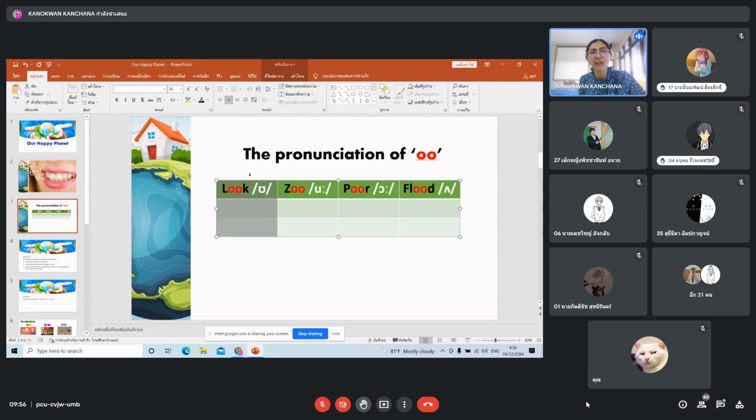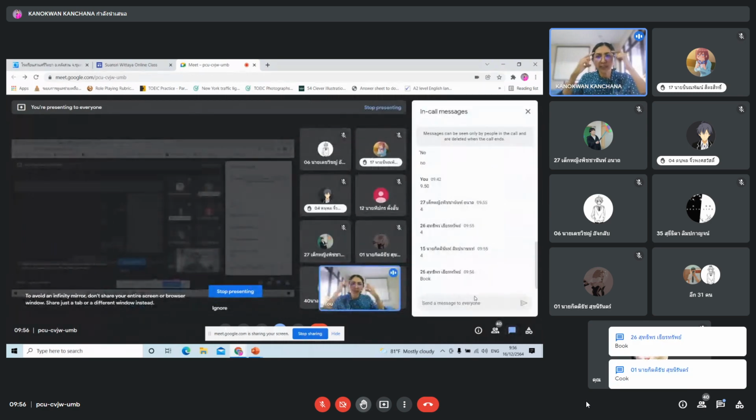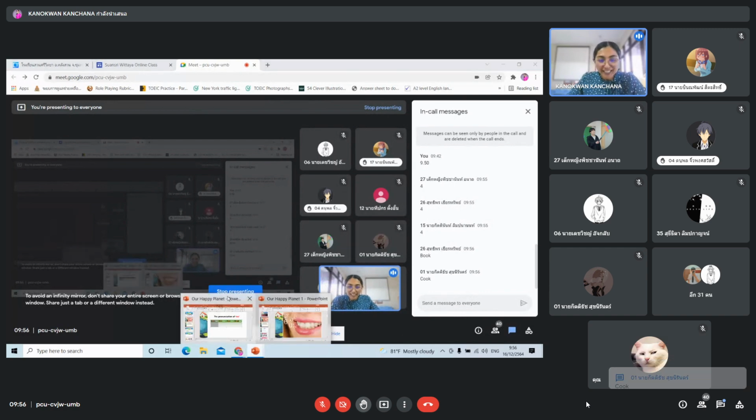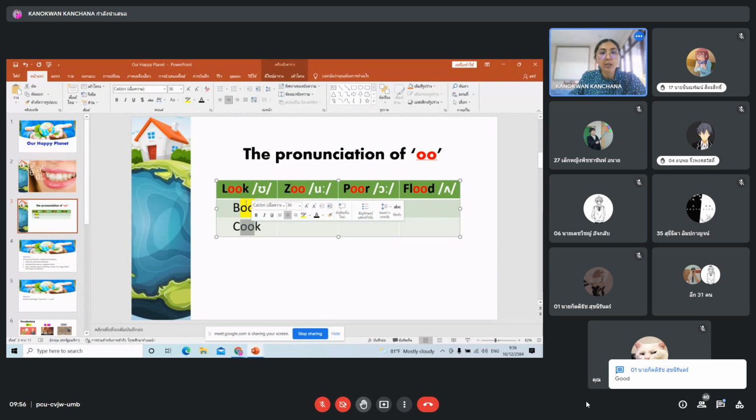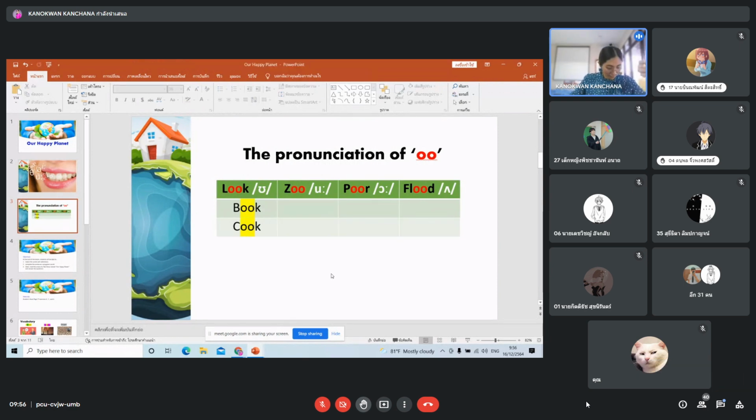So please, everyone, think of another word that has the same vowel sound O as the word look. Type to me in the in-call messages, please, everyone. Which word in English can you think of? Okay, thank you very much. That is book and cook. Let me type it here. You've got the word book and the word cook. And you see, you're going to have book, cook, look. That's great.